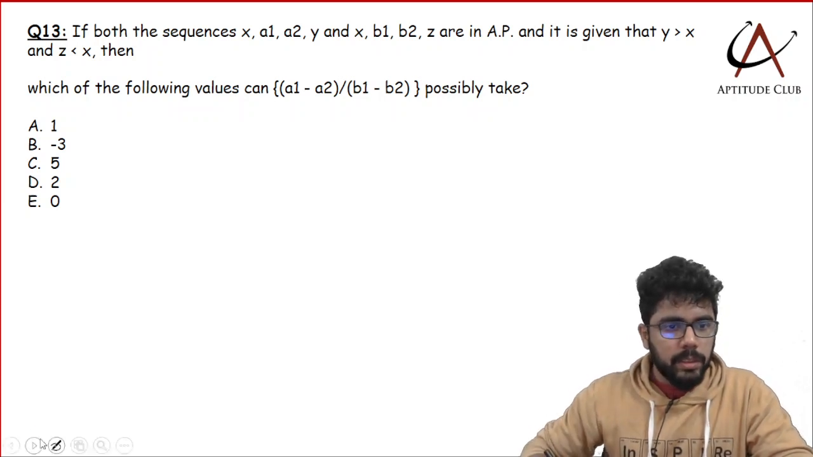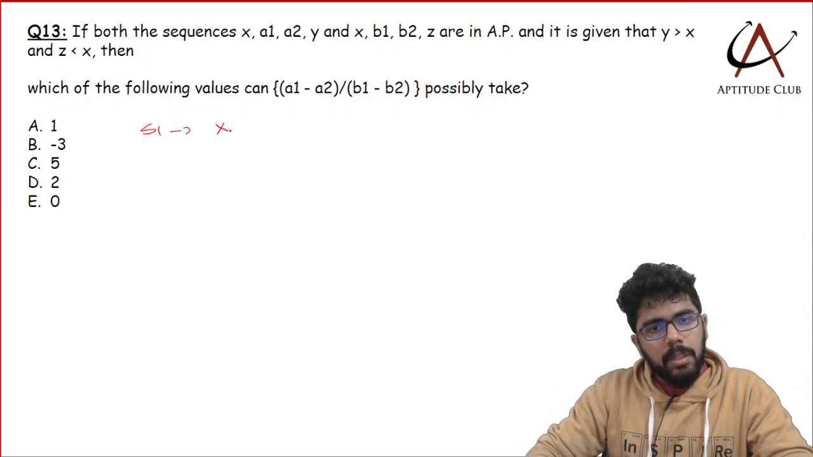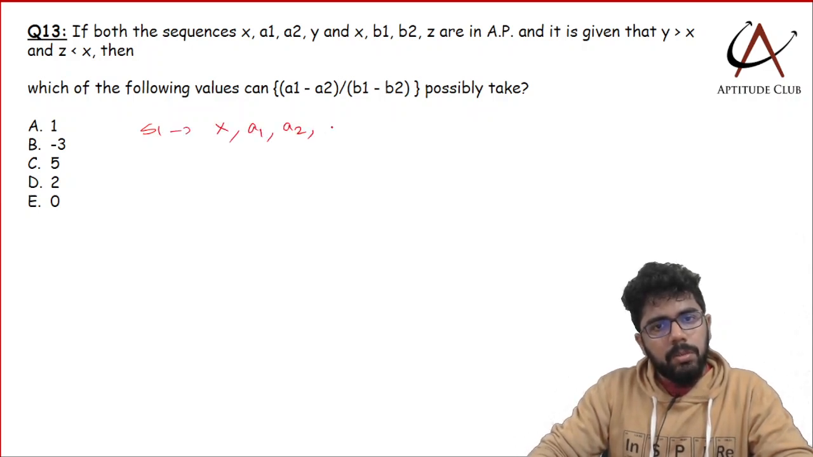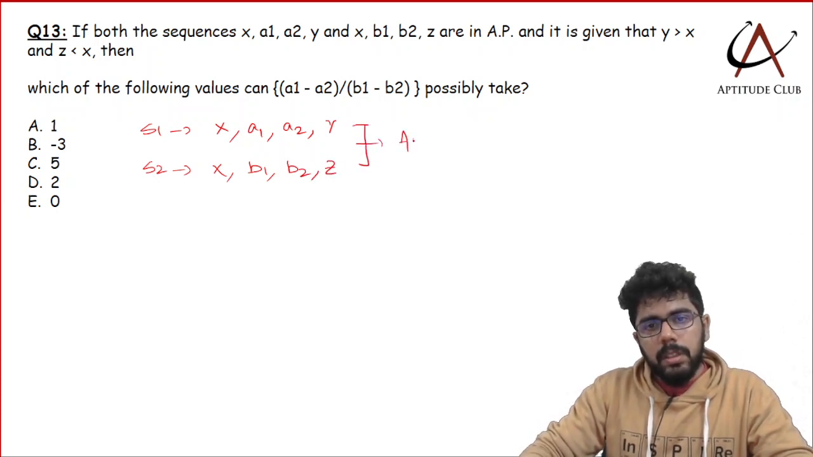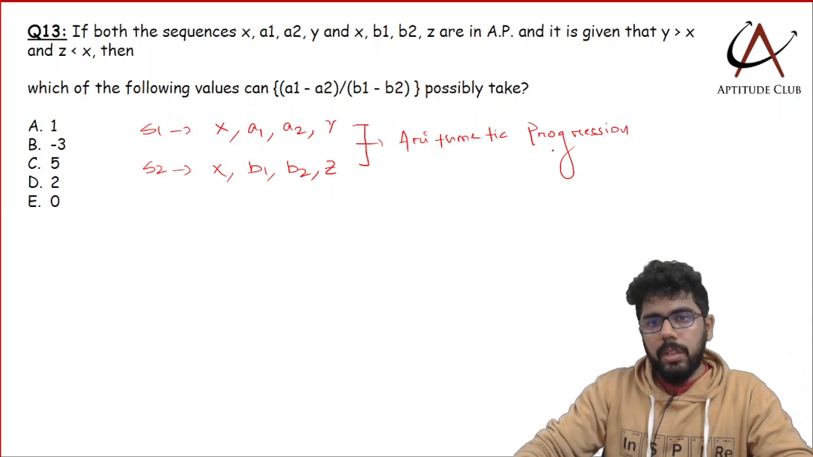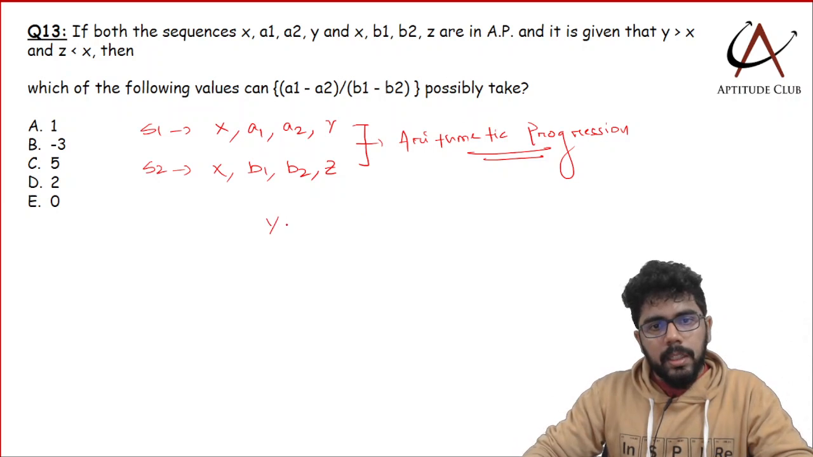Alright, let us see this. Again, very easy question. There is a sequence S1, जिसका पहला number है X, then A1, then A2, then Y. Then there is another sequence S2, it is X, B1, B2 and Z. Both these sequences are in arithmetic progression. Okay, both of them are in arithmetic progression, and it is given that Y is greater than X and X is greater than Z.